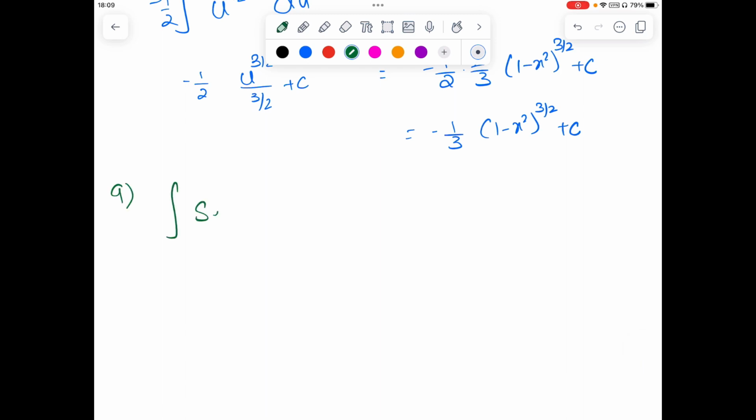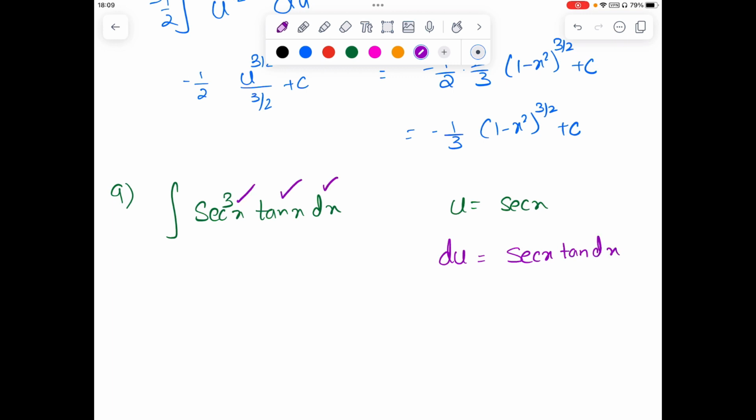Question number 9. Integral of secant cube x tan x dx. Substitute u equals secant x. So what will du become? Secant x derivative is secant x tan x dx. So I take one secant x from here, tan x from here, dx from here, and I'll be left over with one more secant square x, then secant x tan x dx. What is secant x tan x dx? du. So it becomes u square du.